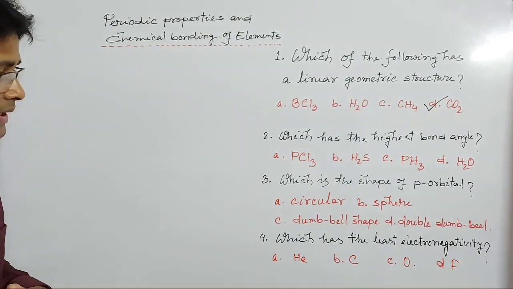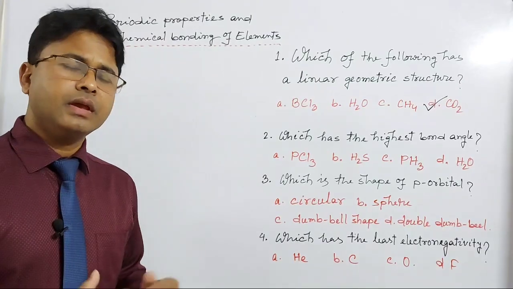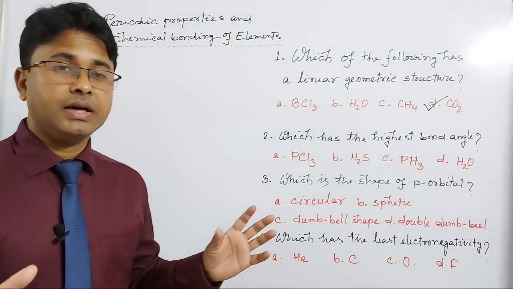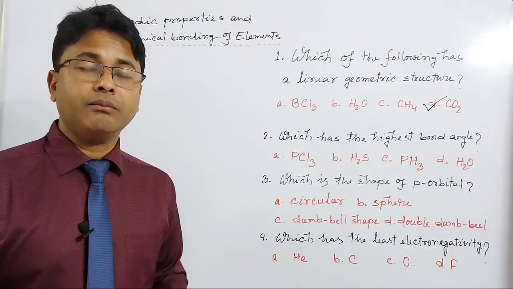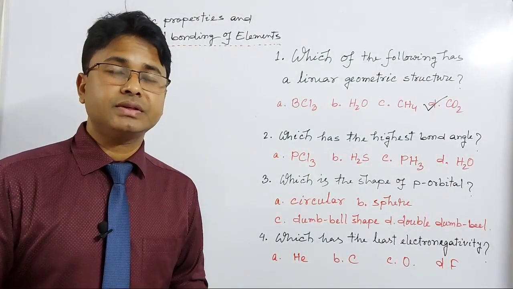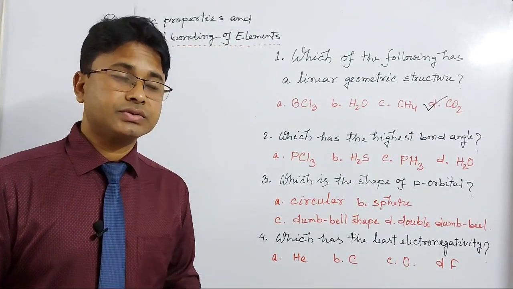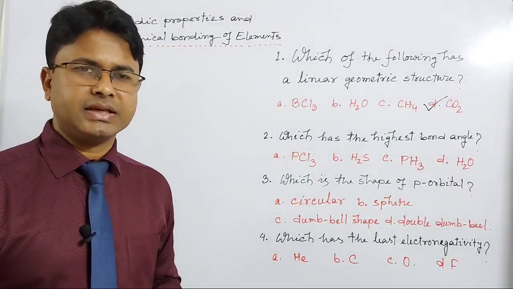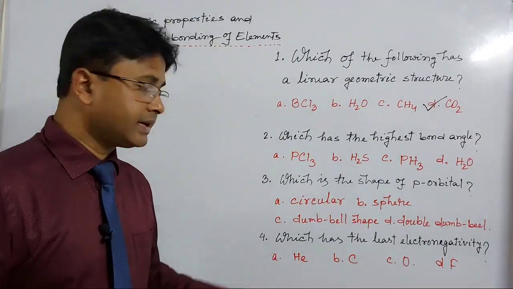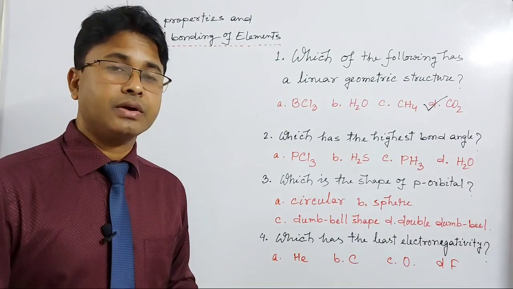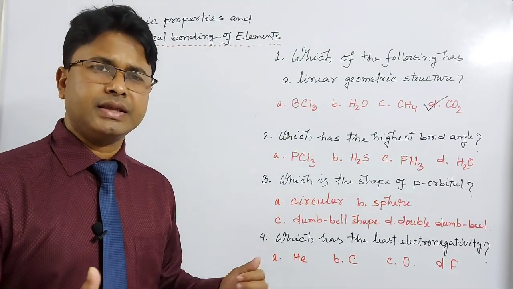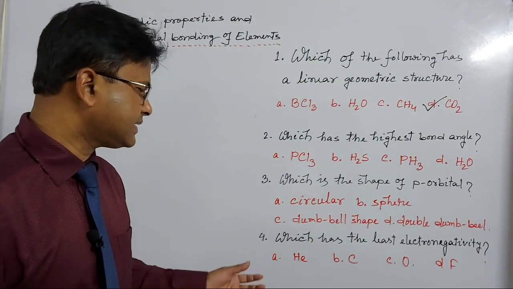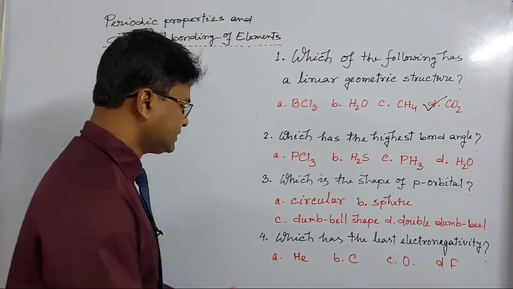Which has the least electronegativity? Dear students, from the definition of electronegativity, you know that the relative capacity of pulling bond pair electron to itself in a molecule is called electronegativity. And all of you know that helium is an inert gas, and inert gas would not like to donate or accept or share any electron with any atom. That's why their electronegativity is 0. In that sense, the choice A is correct.